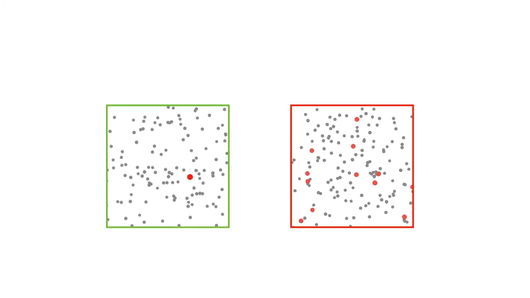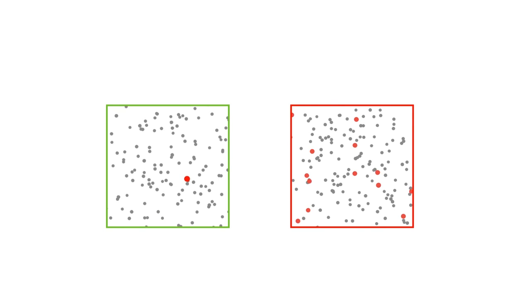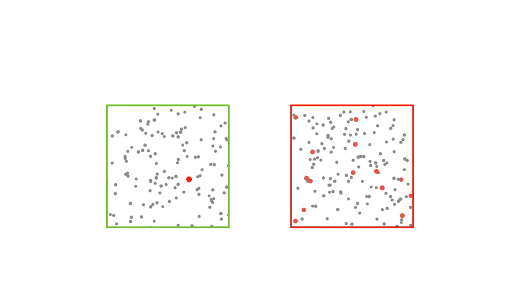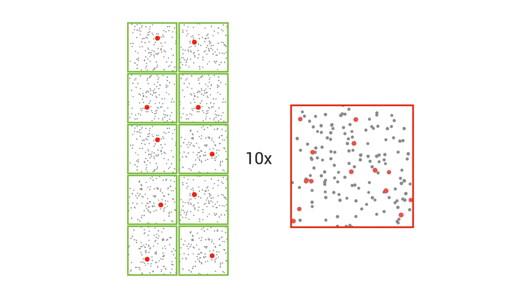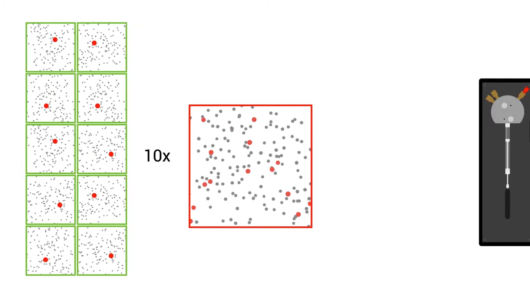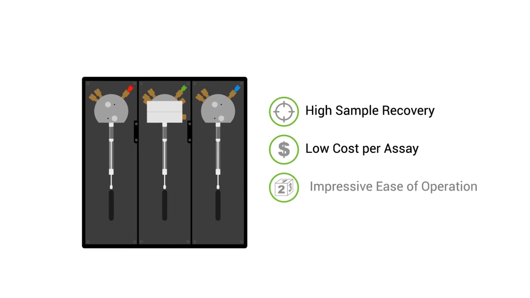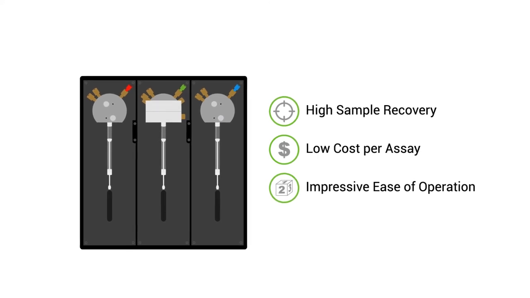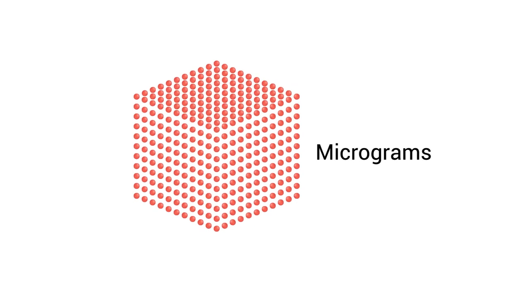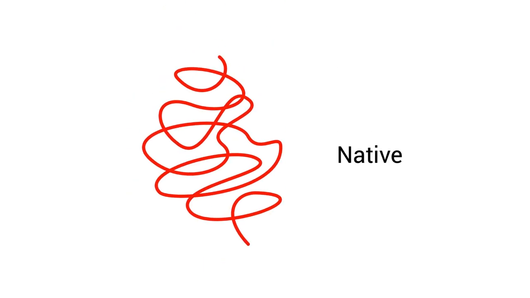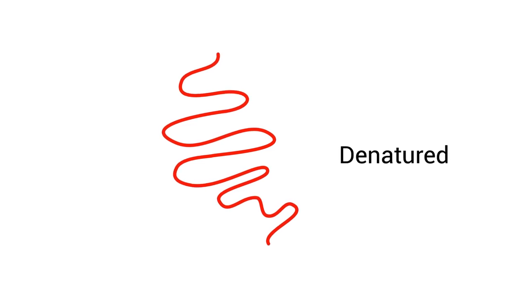Compared to this method, sample stream analysis can produce equivalent data from 20 times more dilute samples with over 10 times the throughput. The sample stream platform also offers high sample recovery, a low cost per assay, and impressive ease of operation. Sample stream methodology works on nanograms to low micrograms of protein and features both native and denatured modes of subsequent analysis for biomolecules, their complexes, or digestion products.